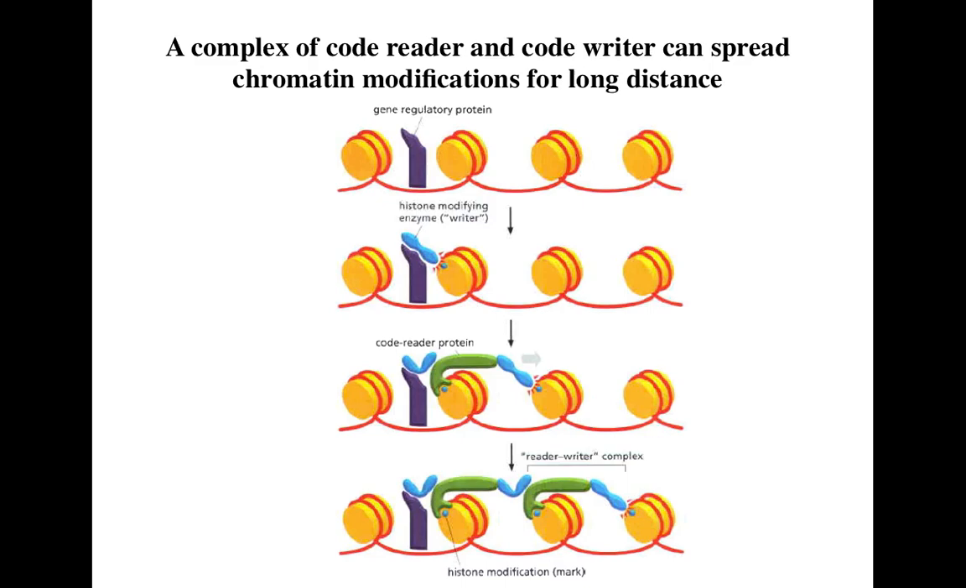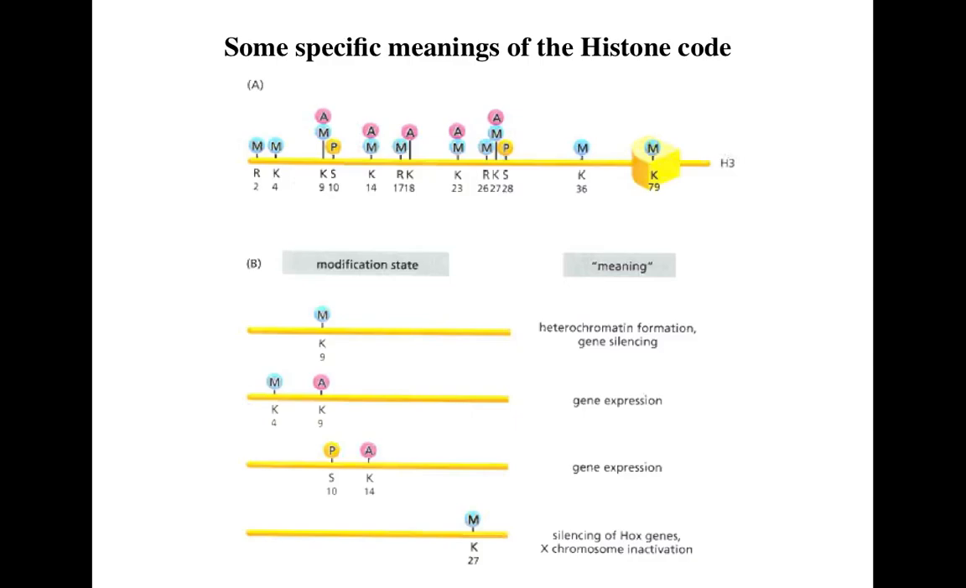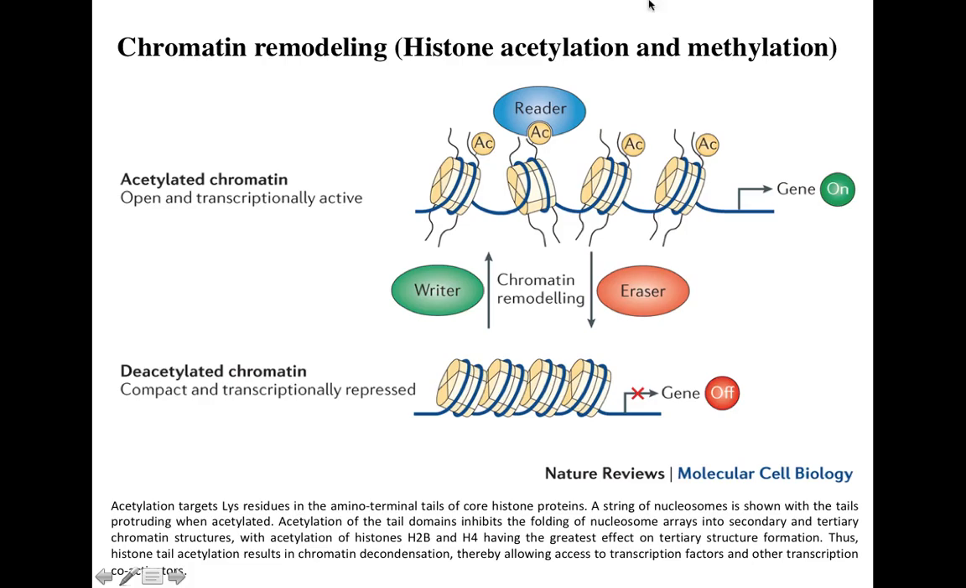And why does this happen? This happens because in addition to code reader complexes, we also have code writer complexes. If you can remember one of the previous slides, I can go back to that slide. This one. So we have previously discussed that chromatin remodeling basically depends upon two things. If you want to modify the chromatin, you can either have writer complexes or you can have eraser complexes. So eraser complexes would erase acetylation and lead to the compaction of the chromatin, and writers would put on acetylation, but they can also put on methyl groups and lead to the compaction of the chromatin.